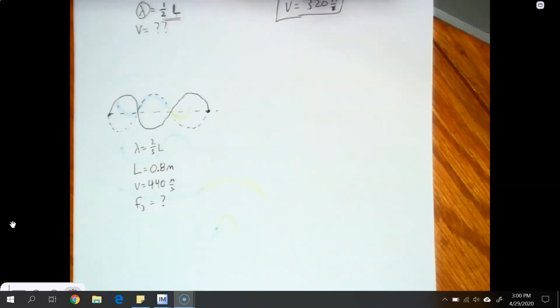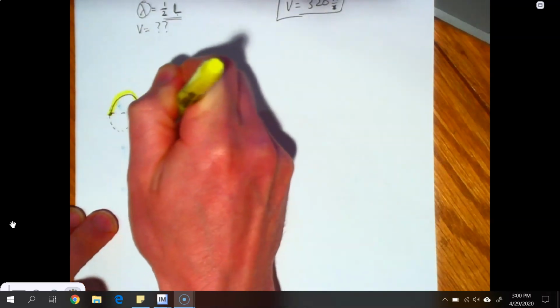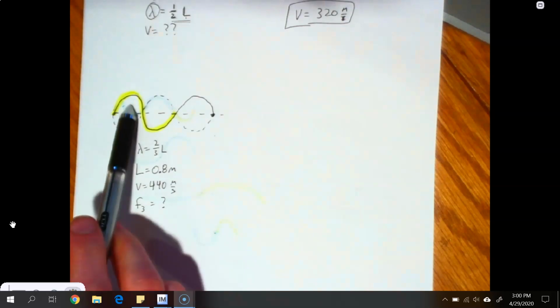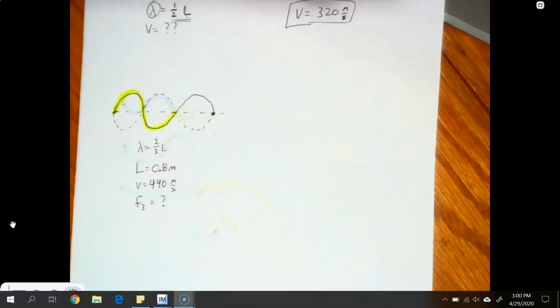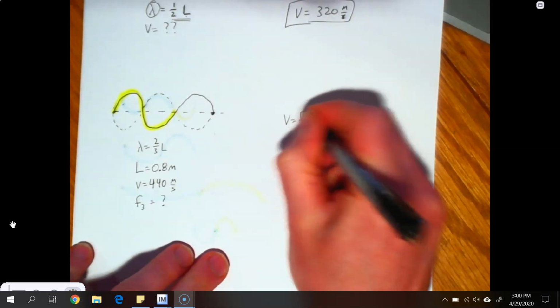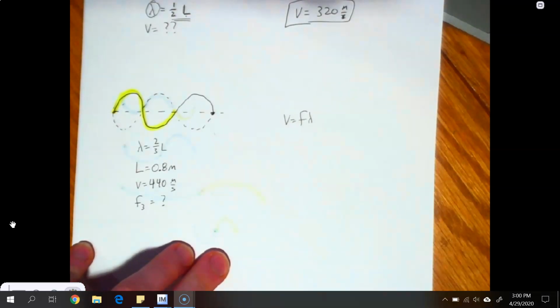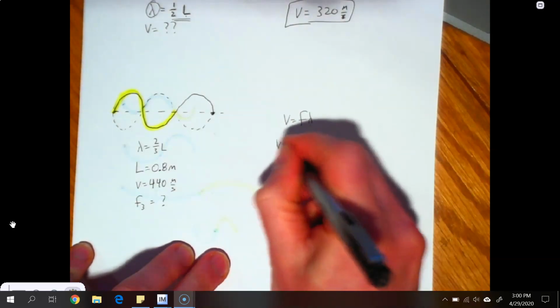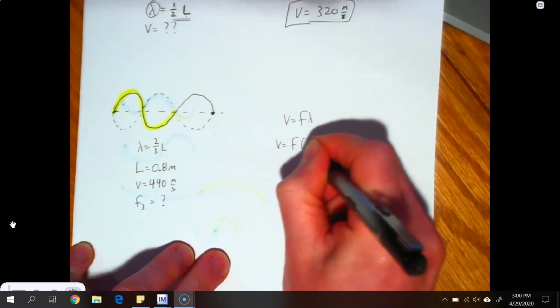Okay, hopefully you have something similar to this. Again, we've drawn our wave here, and I can see that my wavelength takes up 2/3 the length of the string. All right, so again, third harmonic, there's 3 half waves there. That takes up 2/3 the length of the string. So I'm going to approach this problem the same way. And again, I don't know what my wavelength is, but I do know that my wavelength is 2/3 the length of the string.